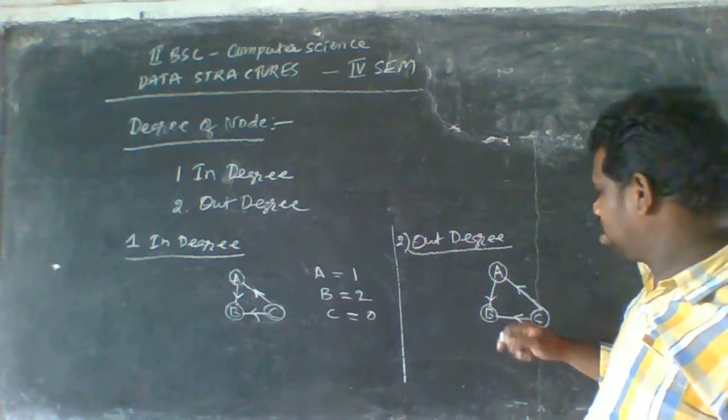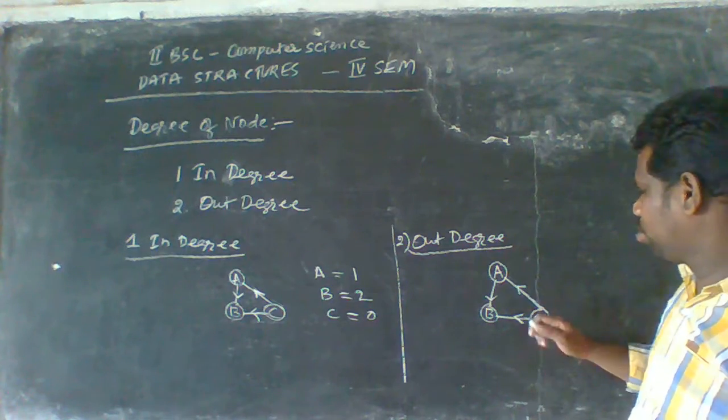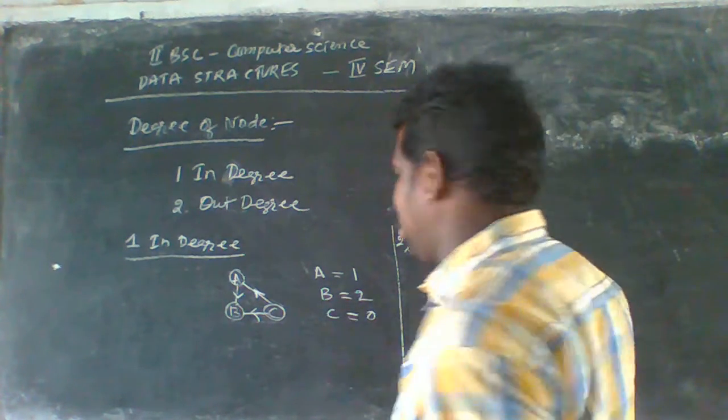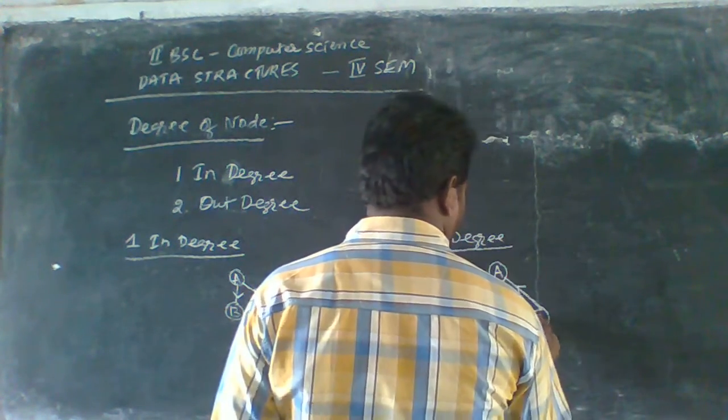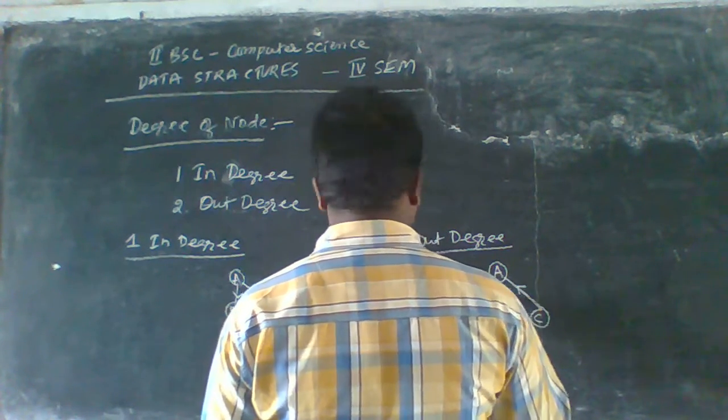And B contains how many edges? Okay, in the previous diagram I am considering B here and C here.